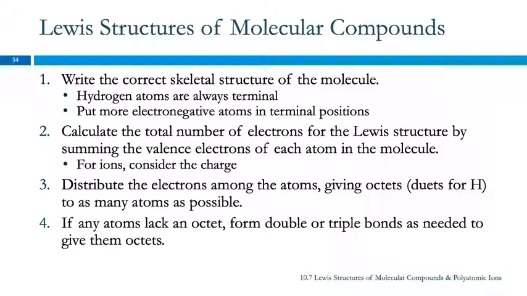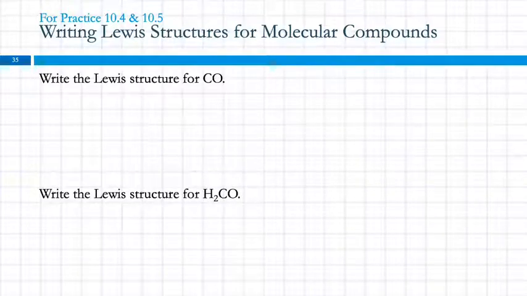If you don't have enough electrons, then you'll have one or more atoms that don't have an octet, 8 electrons. And so then you may need to form double bonds or triple bonds. Because if we don't have enough stuff, that means we have to share more, right? So that's what we do with the electrons. So let's do some examples. Write the Lewis structure for carbon monoxide.